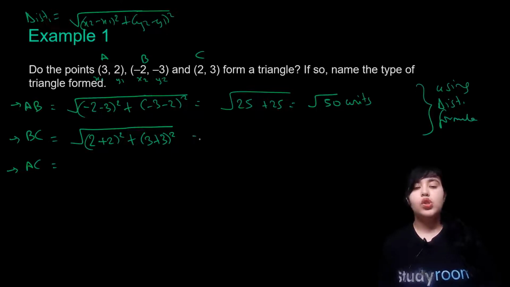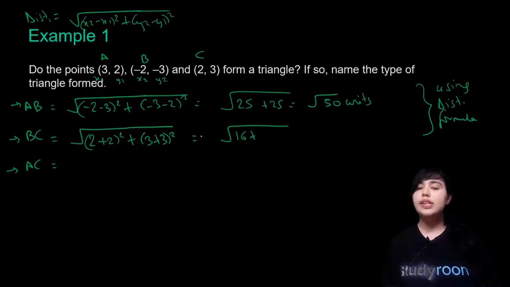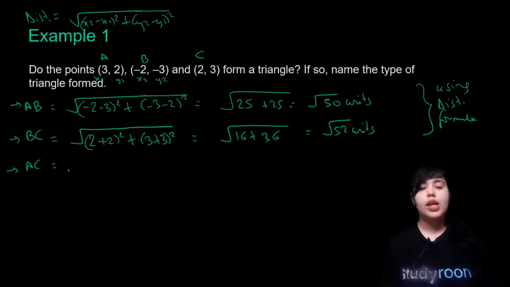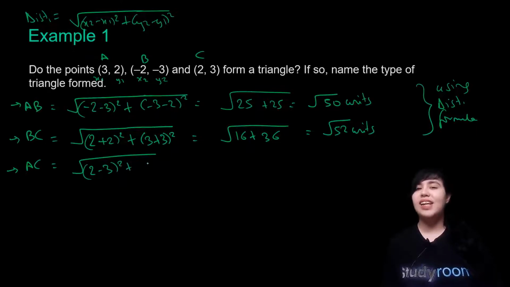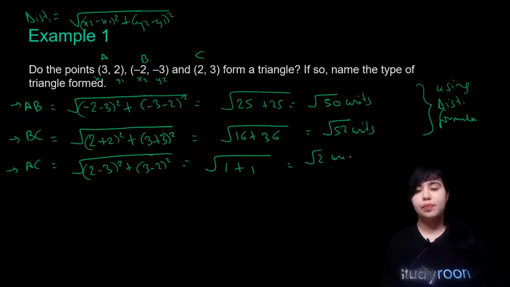Okay. So what is 2 plus 2? It's 4. 4 square is 16. 3 plus 3 is what? 6. 6 square is 36. So 16 plus 36 gives me root 52 units. Then calculate AC. So it will be under root of 2 minus 3 whole square plus, you tell me the second term, 3 minus 2 whole square. What is 2 minus 3? That is minus 1. So minus 1 whole square is 1. Exactly. Then 3 minus 2 is again 1. 1 square is 1. So this is root 2 units.